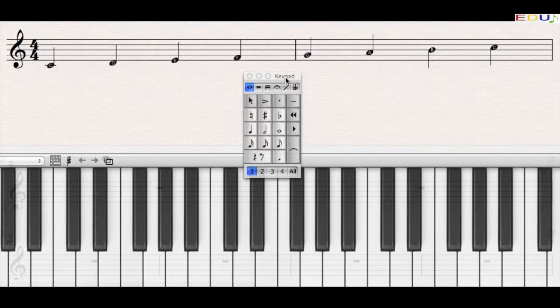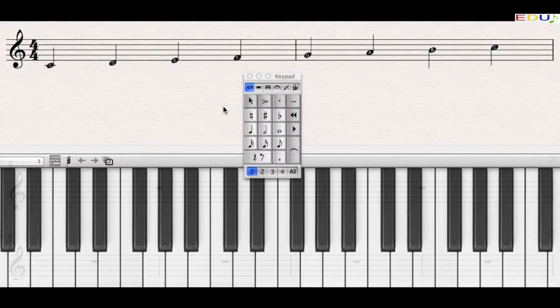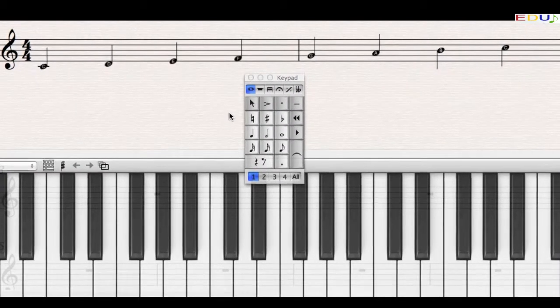Hello everyone! Today we're going to talk about the black keys. In order to understand the black keys and to notate the black keys, we need two little signs.